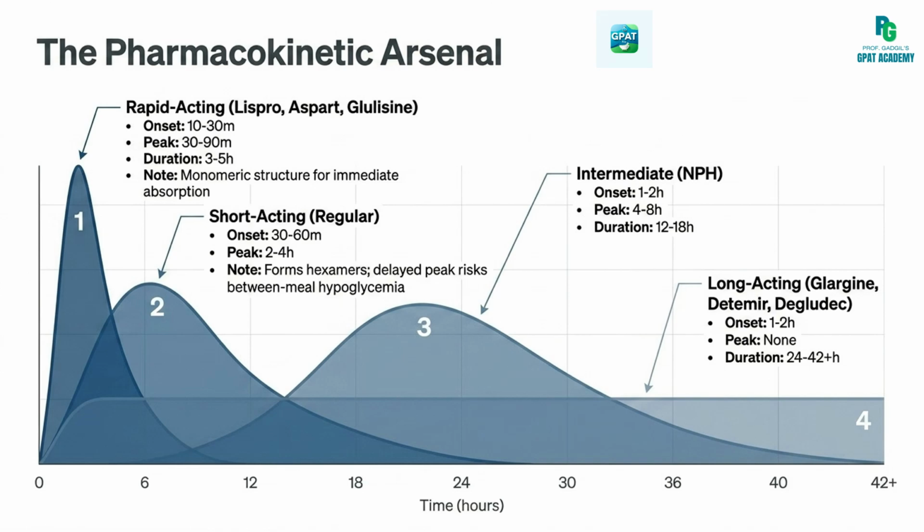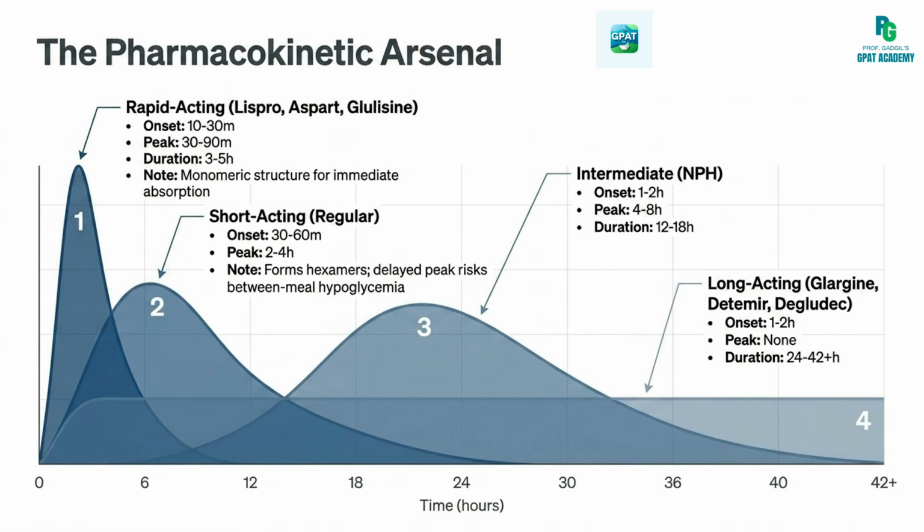Now we will discuss the detailed profiles. First is the rapid-acting analogs, that is Lispro, Aspart, and Glulisine. Key feature is that they have the monomeric structure and hence rapid absorption. Dosing should be immediately before or after meals, 5 to 15 minutes prior. Advantage is that it has better postprandial glucose control and less late hypoglycemia. It can be given via insulin pump, that is continuous SC infusion.